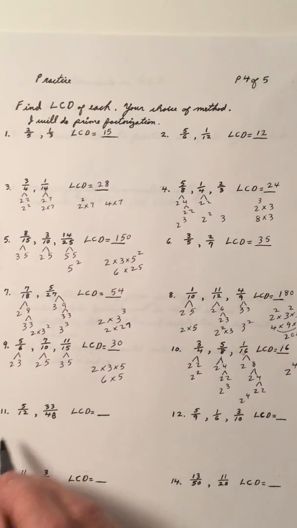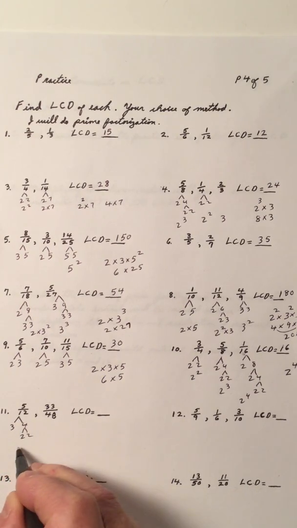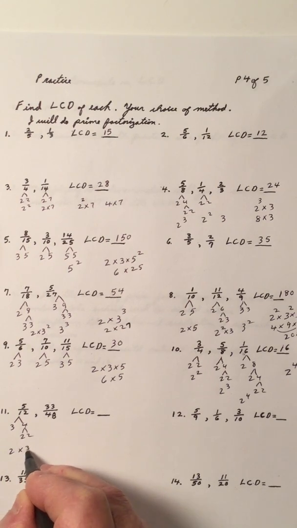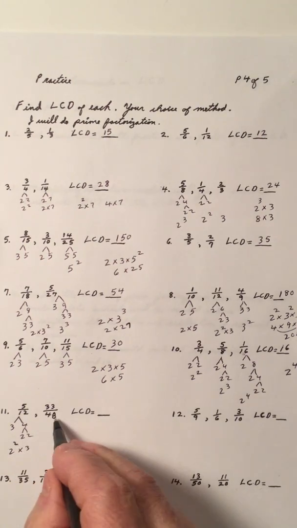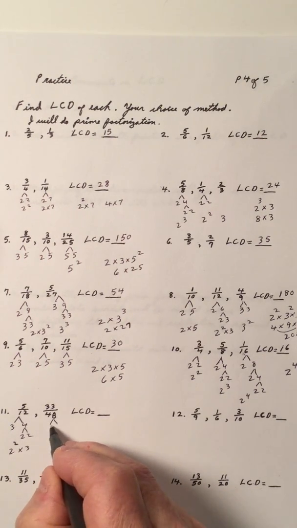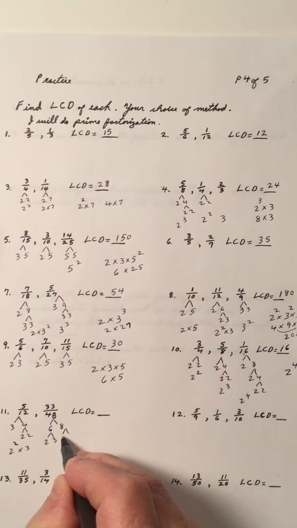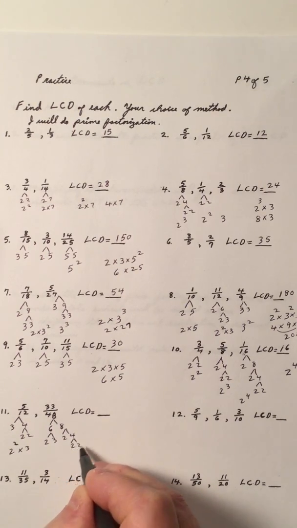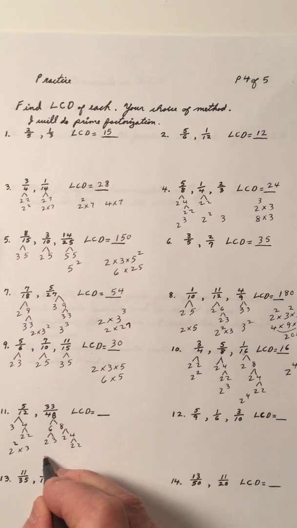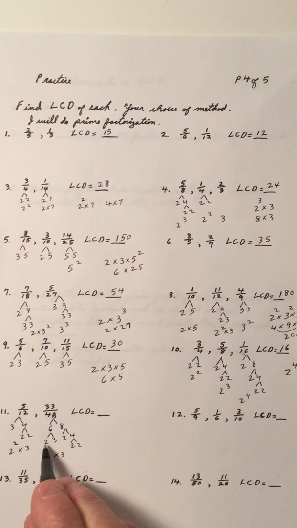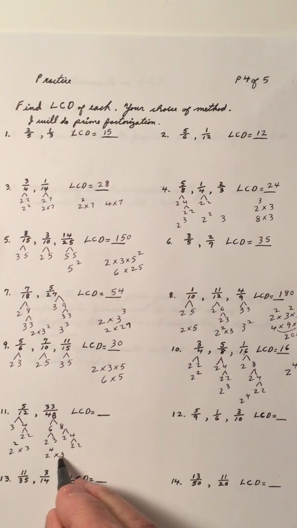12 and 48, well, let's break it down. 3 times 4, 2 times 2. So that's 2 times 3 in order, 2 squared and a 3. 2 times 2 is 2 squared. 48, I could go 6 times 8. And 6 is 2 times 3. 8 is 2 times 4, which is 2 times 2. So, prime factorization of 48 is, I have a 2 and I have a 3. So I have 1, 2, 3, 4, 4 2s, 1 3. That's a 16 times 3, 48.